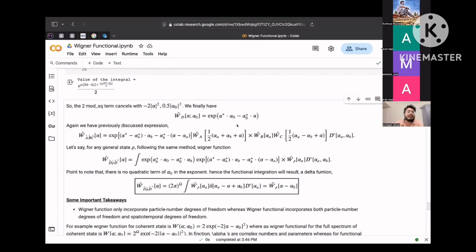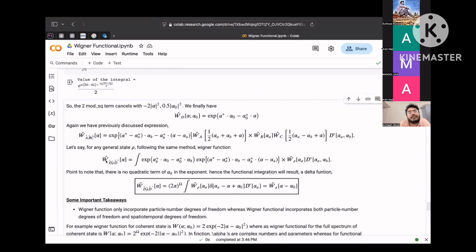Okay, so let's say our general state is a density matrix rho, and if we want to calculate this, we already have our expression that we have already discussed: W of ABC of alpha. We have this big expression. Now the thing to note is that we know exactly what the W is now.